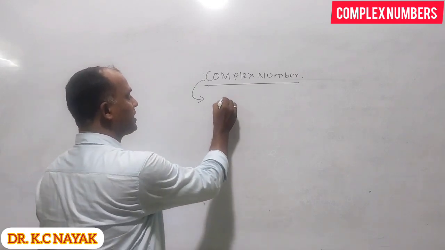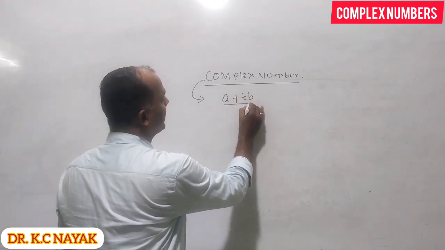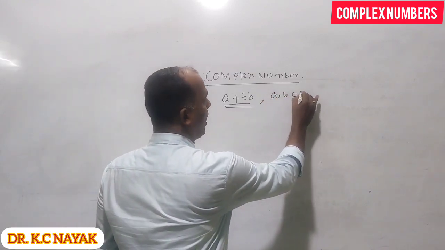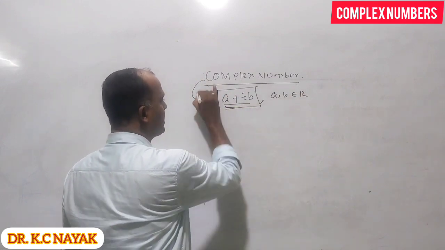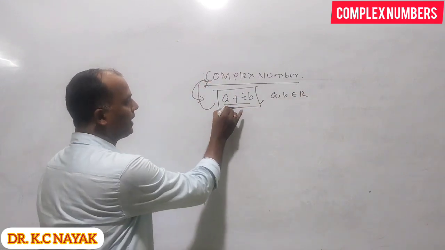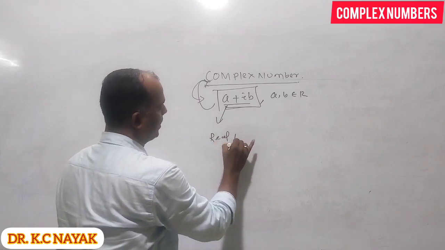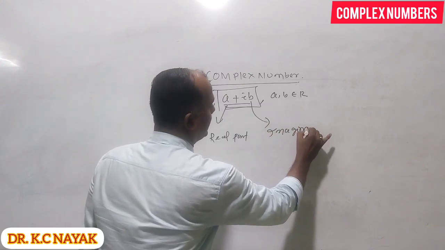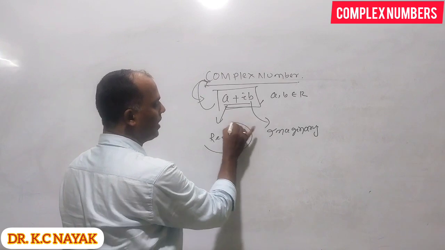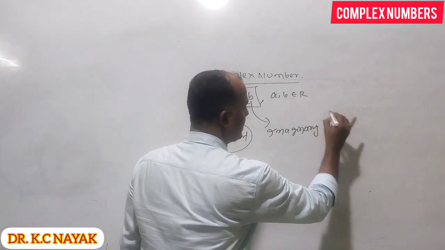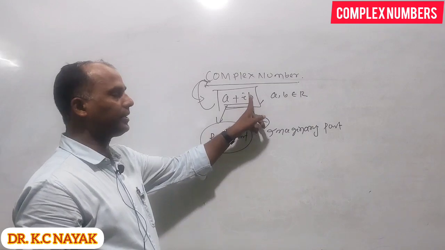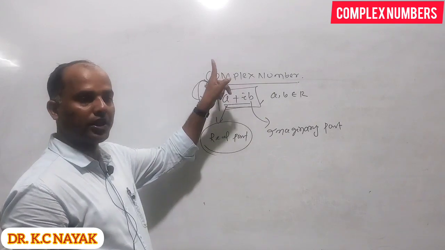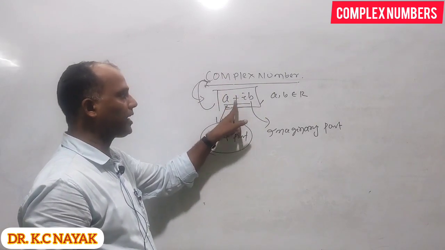A number which is represented as a plus ib, where a, b belong to R. This number is known as a complex number because it has a real part and also an imaginary part. It has two parts: one is the real part, another is the imaginary part. What is the imaginary part? The part having i. Which part is only real? That is the real part. That means a complex number has a real part as well as an imaginary part.